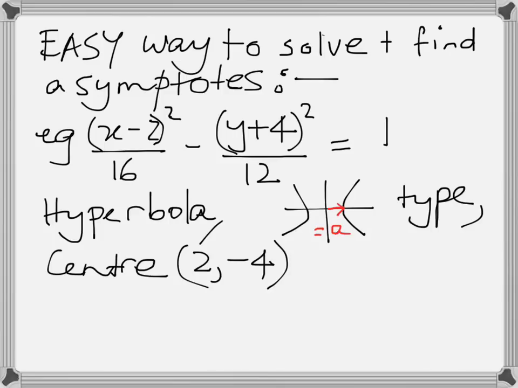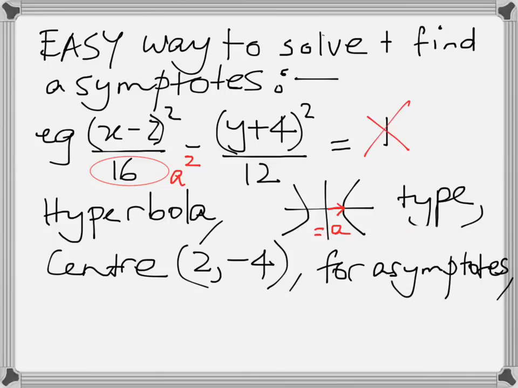Now see that A I've just put in red there, that A term, is the distance from the centre, which is where the asymptotes meet, to the vertex of the hyperbola. And it's the same on the other side of the centre. That's something very important for you to get. I've just highlighted that for you. The a squared term is 16, therefore a is 4. So now you've immediately got the distance from the centre of the hyperbola to the vertex.